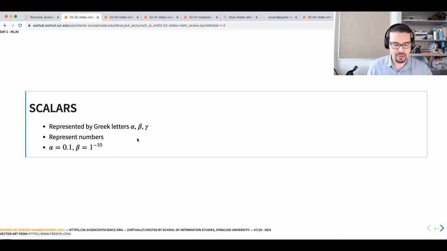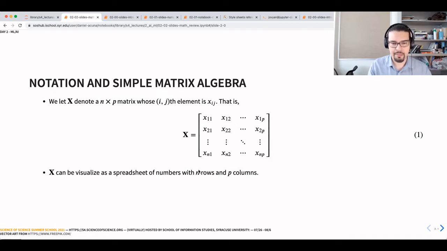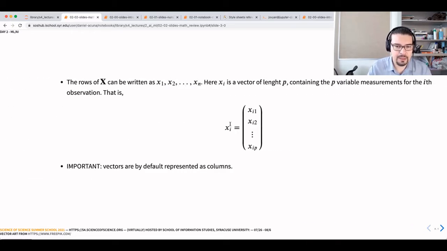Okay, so usually in notation, we represent scalars as Greek letters. These are just numbers. Matrices are a two-dimensional array of scalars, and we say that a matrix has a certain number of rows, and that's the number of elements that you have going down, and a certain number of columns, so that's the elements that you have in the width of the matrix. And you can think of a matrix basically as a spreadsheet where you have n rows and p columns. Now, the notation that we usually use to access the elements of a matrix is this one. We use subscripts to access them.